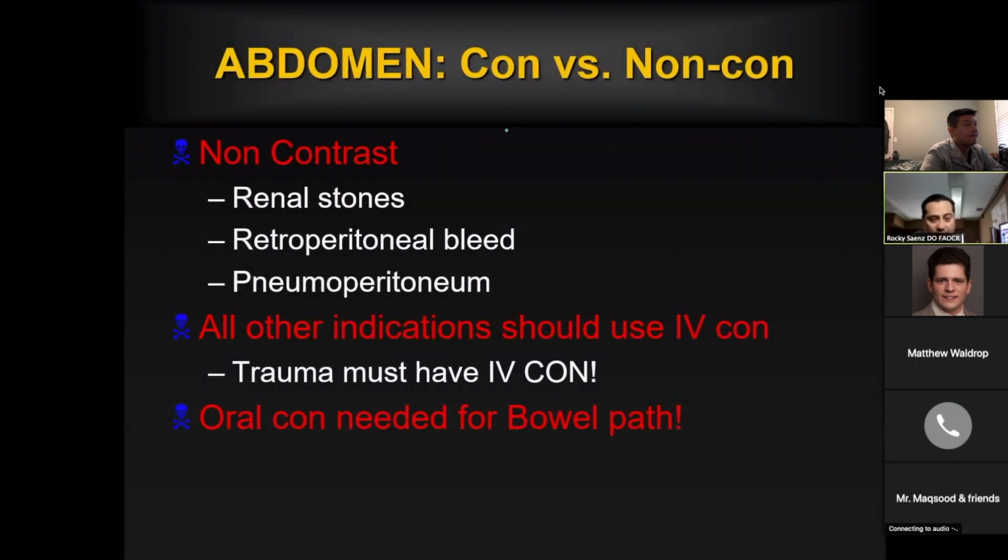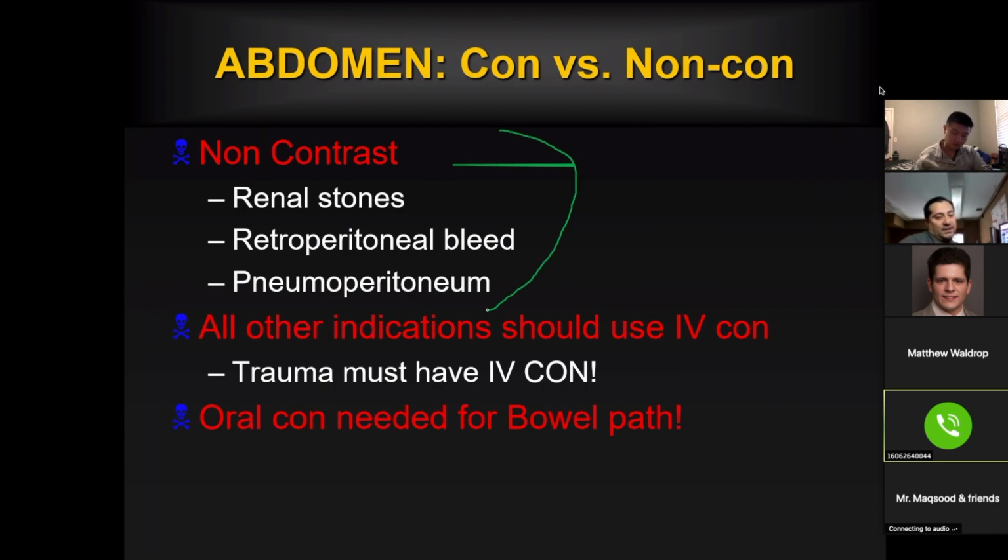So here are really the only indications in abdominal CT to not use IV contrast. Renal stones, obviously, because contrast can mask them. A renal stone is white because it's dense on CT, and of course IV contrast is also white. So if you put white in the kidneys or ureters because it's contrast and there's a white stone there, it's going to be really hard to see.